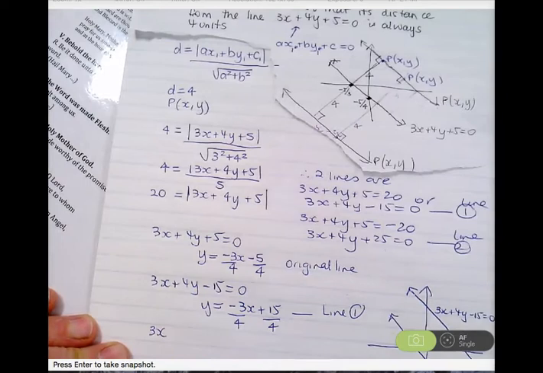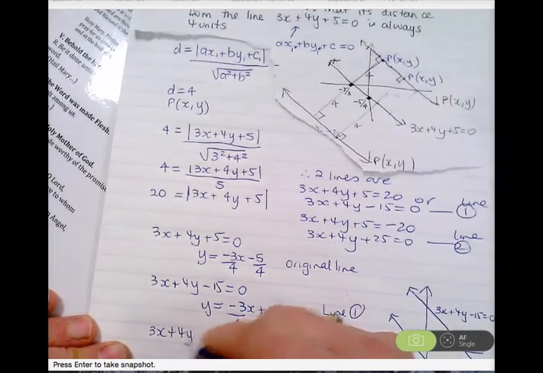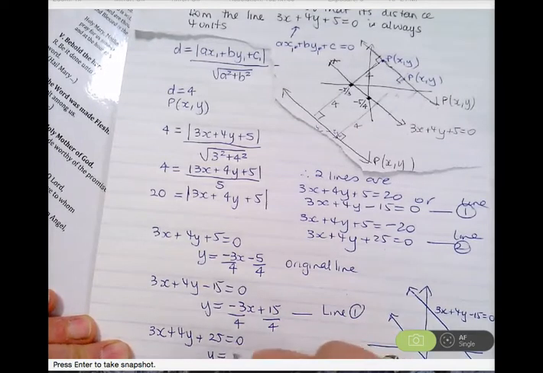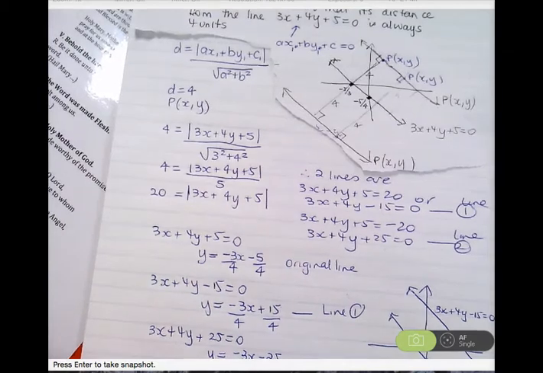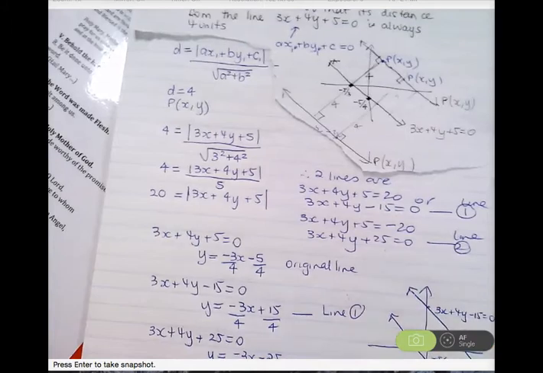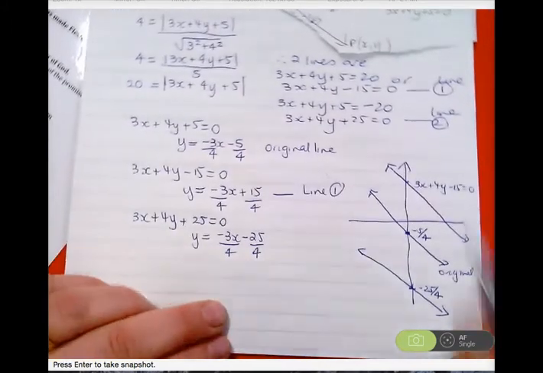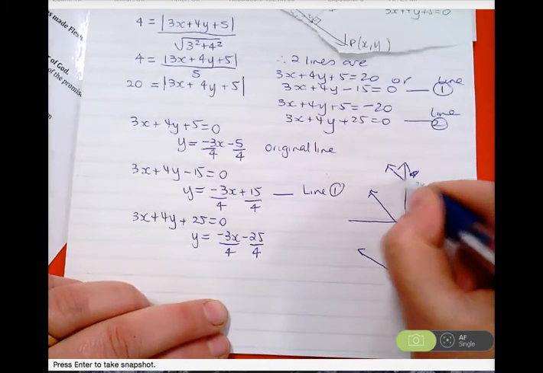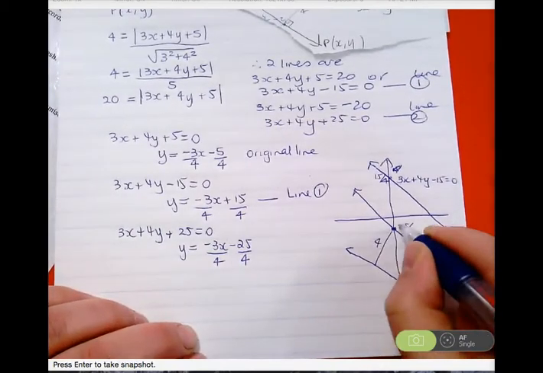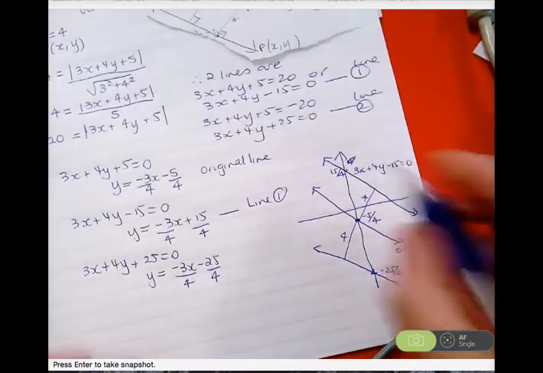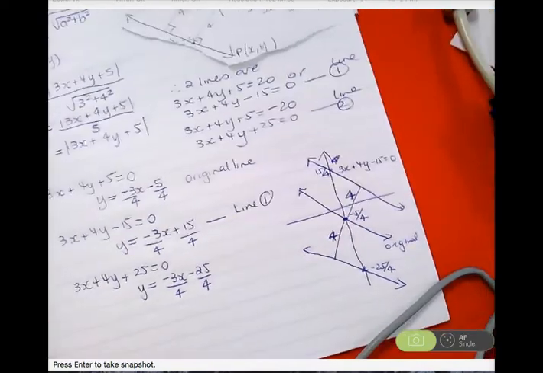The third line, the other line that we got as part of our answer, was 3x plus 4y plus 25 is 0, making y the subject. I'd get -3x minus 25, and I'd divide them both by 4. Well, 25/4 is 6 and a bit, minus 6 and something, roughly. It's down here. So the y-intercept of this one's minus 25/4. The y-intercept of this one's minus 5/4. Yep. The y-intercept of this other one is 15/4. Now, they're the three lines. They're all parallel, and the distance between the middle line and the other two lines is 4 units at all times.